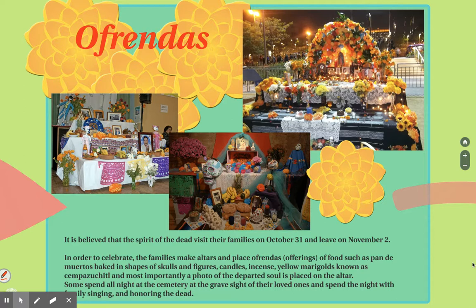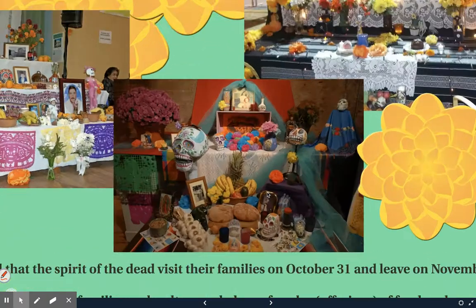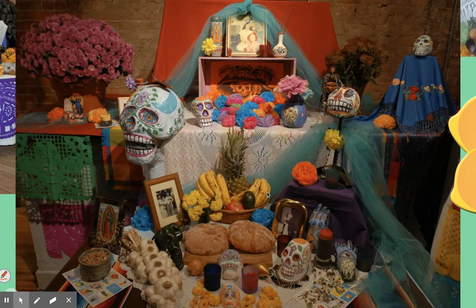On the ofrenda, they'll put things that their loved one loved, like special foods that they enjoyed, drinks, maybe items that were personal to them. They light lots of candles, they put decorations out. They also put photographs of the person that they are intending to honor on their ofrenda. Another thing they use is a lot of marigolds, which are these bright golden flowers. You can see them at the bottom here of this ofrenda. Those marigolds are meant to lead the spirit back to your home. So you can see this ofrenda has lots of food, photographs, and even some personal items.